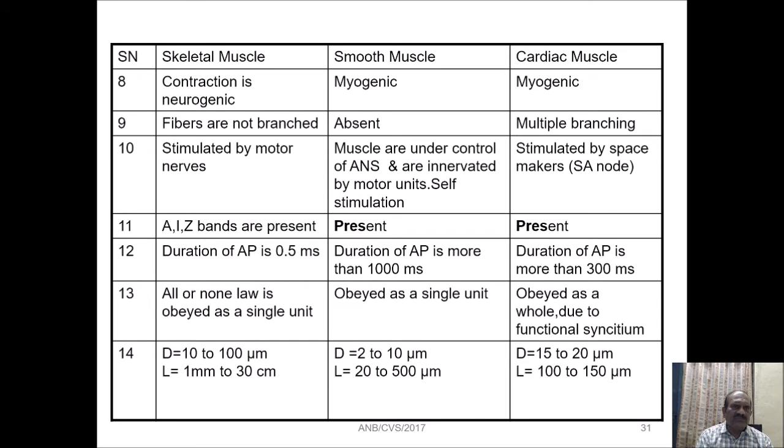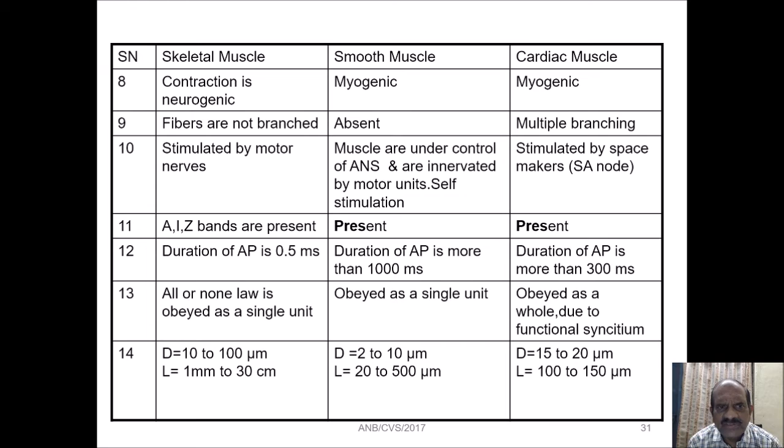Then in skeletal muscle, we say that contraction is neurogenic, that is, under the nervous control system. In smooth muscle and the cardiac muscle, contractions are myogenic, meaning the muscle can generate its own impulses and produce excitation, which is followed by contraction. In skeletal muscle, the fibers are not branched. In smooth muscle, branching is absent. However, in the cardiac muscle, as I am telling you very often, the fibers are diffusely branched, with multiple branching.